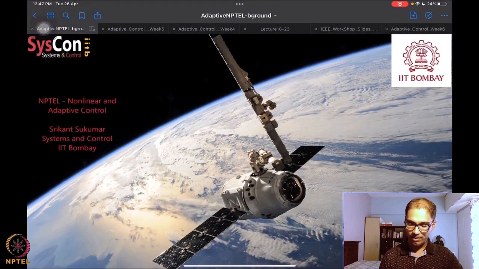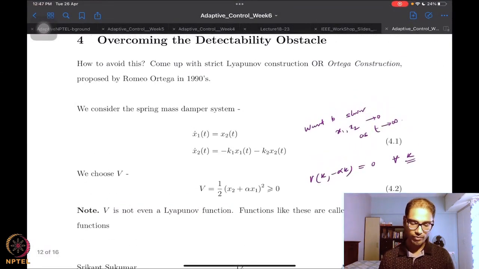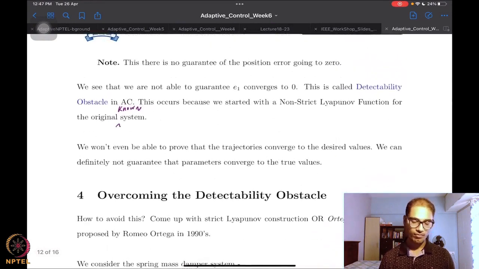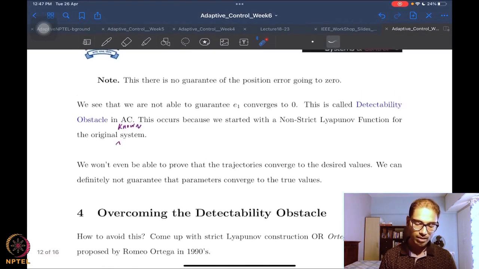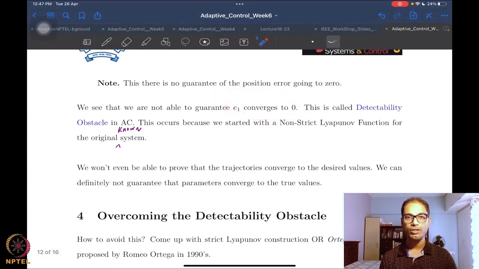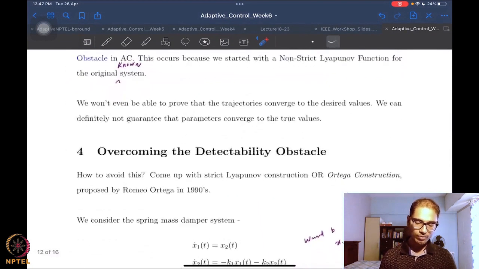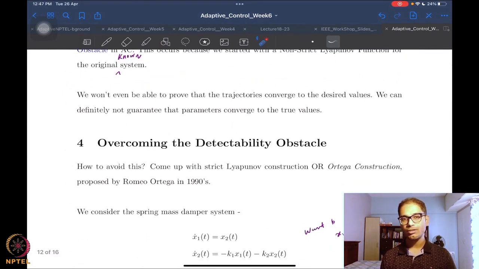This is where we were last time. What we had realized was that for the second order system, we hit a detectability obstacle because we started with a non-strict Lyapunov function for the known system case. It meant that we could not even prove that the position error converges to zero. One obvious solution is to construct a strict Lyapunov function, which may not always be easy. However, that's definitely one viable choice.